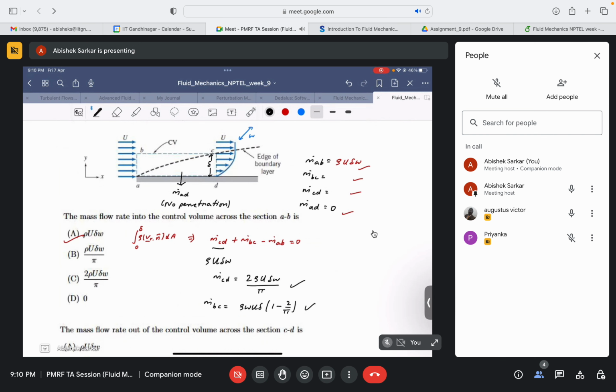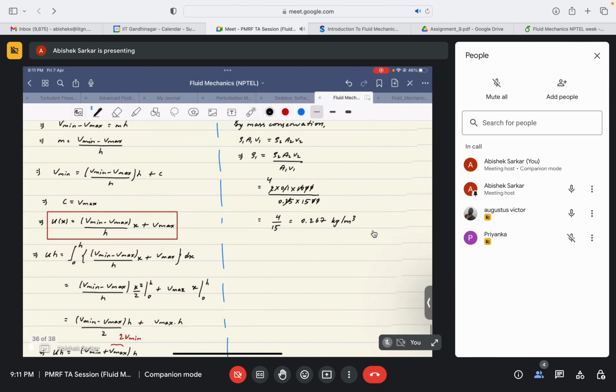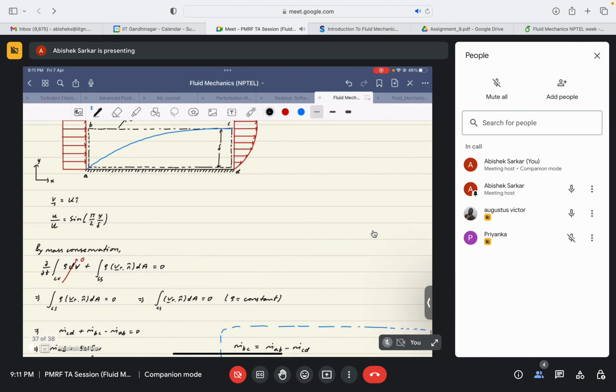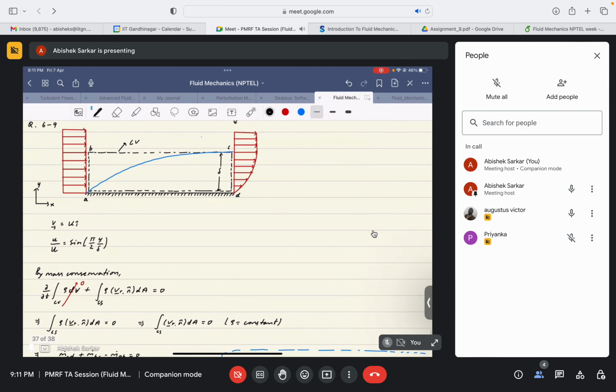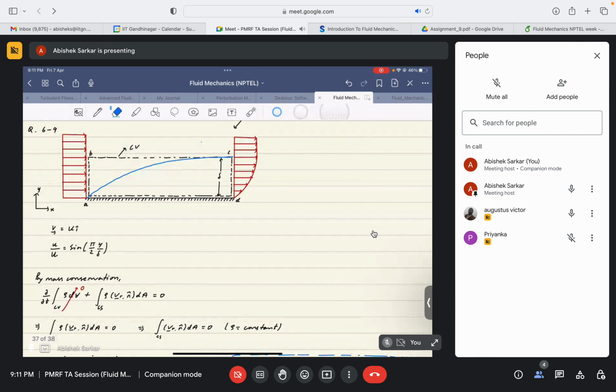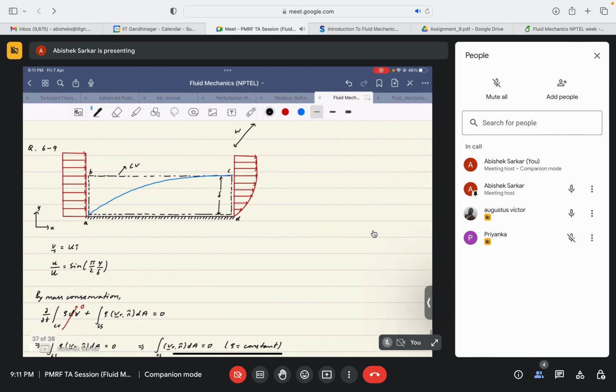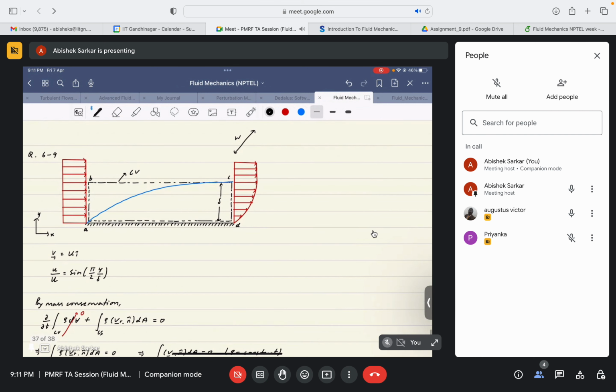Let me show the solution, because others who will watch the video later could get some help. So please bear with me just for a few minutes, okay? Thank you, Priyanka. All your answers were correct. Let us go through the solution once. This is the geometry that we are given. This is the boundary layer.